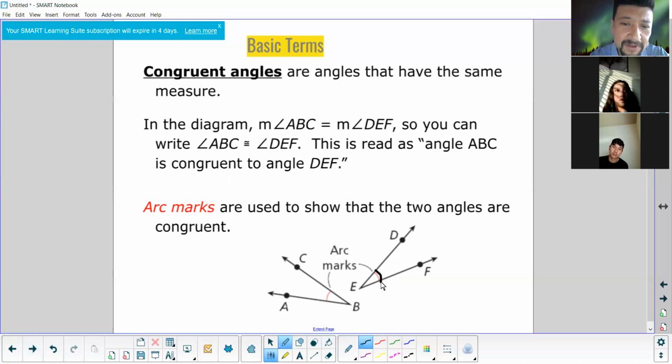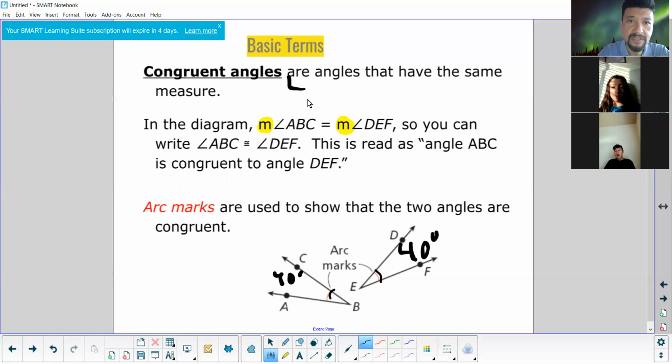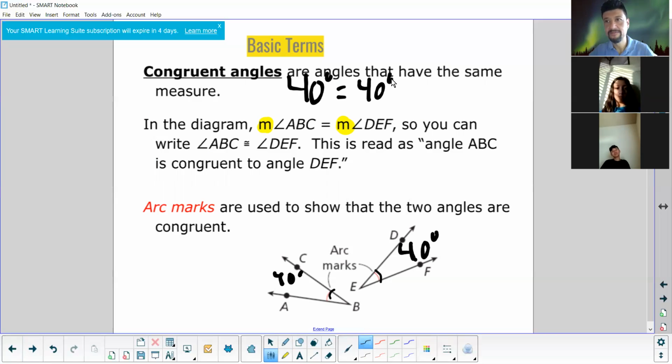All right. So a couple of things. Marcus, what does the M stand for on here? M stands for measure. Yeah. So when you read it, you'll say the measure. And so if I said that this is 40 degrees, and this is 40 degrees, I would say that 40 is equal to 40. But I wouldn't say that the angles are equal, correct? I would say that they're congruent, just like what we see here.